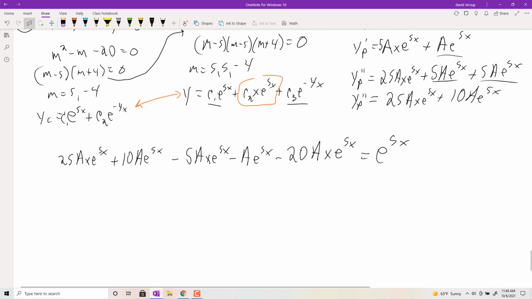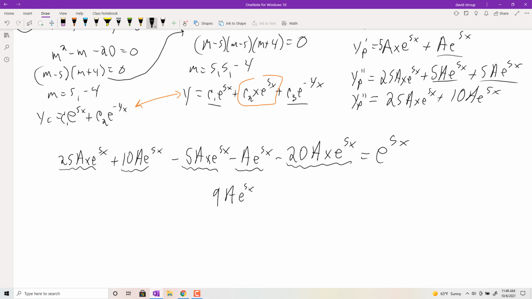Let's simplify if we can first, right? So we have 25 of these minus 5 of those minus another 20 of those is just 0. So that goes away nicely. We have 10 of these minus 1 of those being 9a e to the 5x equals e to the 5x. And then equate coefficients. The coefficient on the right is just 1. So you have the coefficient on the left, 9a, equaling 1. In other words, a equals 1 over 9.